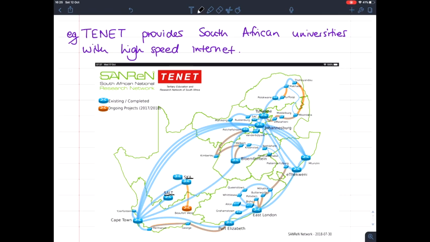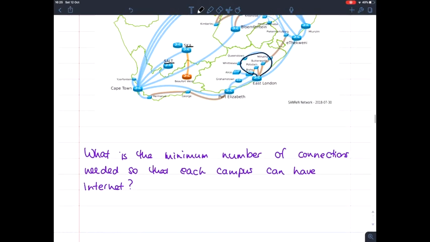And as you can see, there are many lines joining them. So this is a fabulous example of a graph. Notice that it's definitely a graph and not a tree, because if we start at East London, we can make a full circle round back to East London itself. And there are some other circuit cycles as well. So one of the questions that might have been asked when TENET was being built was, what is the minimum number of connections needed so that each campus can have internet?